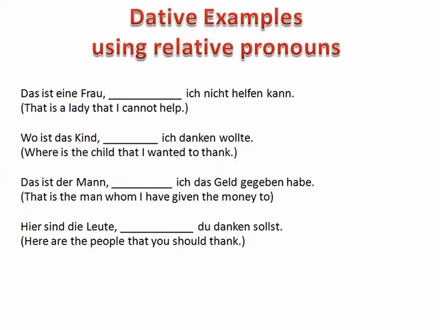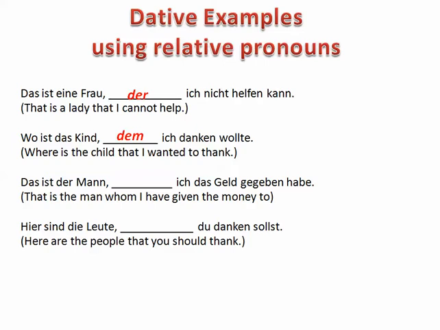Here we're using the relative pronoun as fulfilling the role of an indirect object or coming after a dative verb. As in our first example, helfen is a dative verb. So das ist die Frau, der ich nicht helfen kann. That's the lady that I cannot help. Wo ist das Kind, dem ich danken wollte, that I wanted to thank.